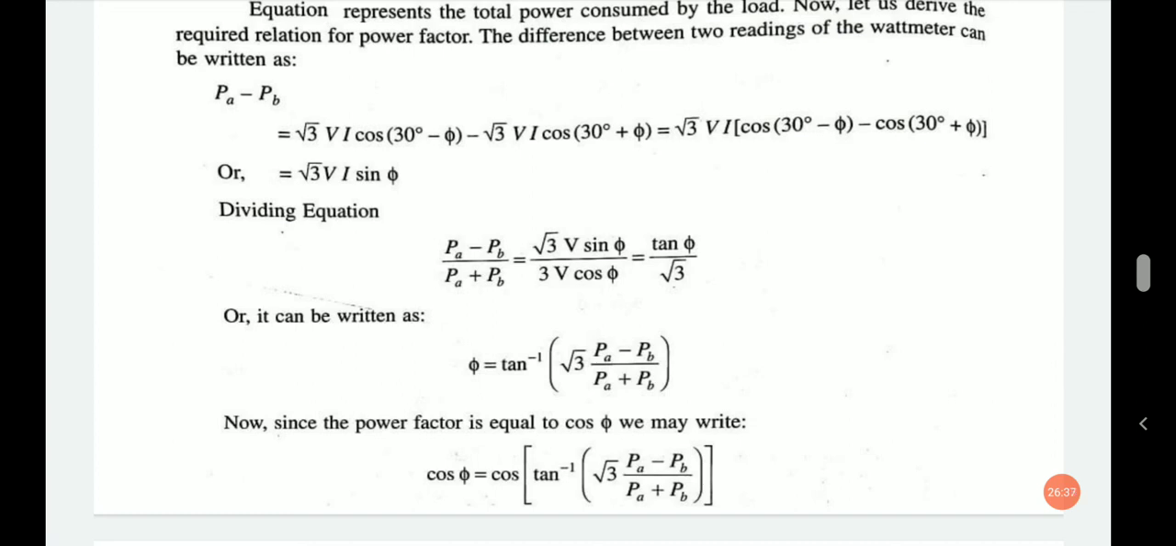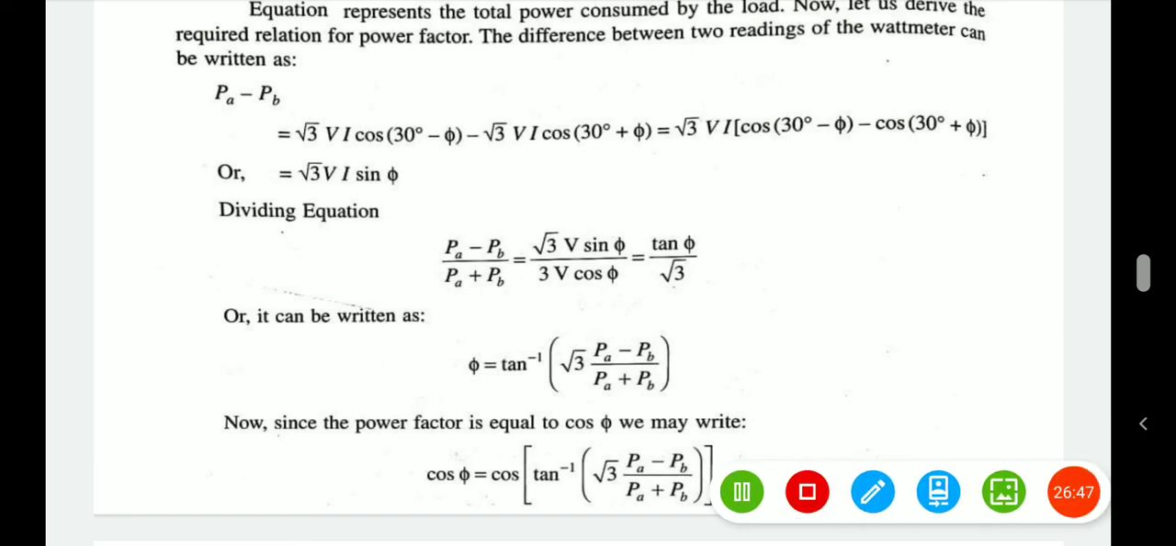So in this video we have seen the two wattmeter method, and in previous videos we have seen the single wattmeter and three wattmeter methods. So these are the three methods to measure the power of a three-phase system.